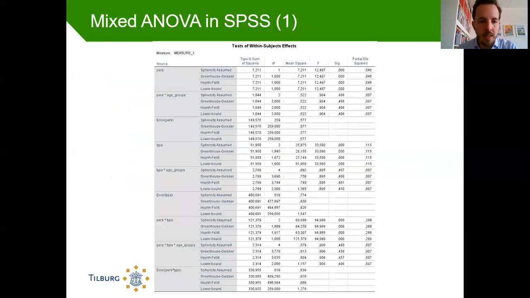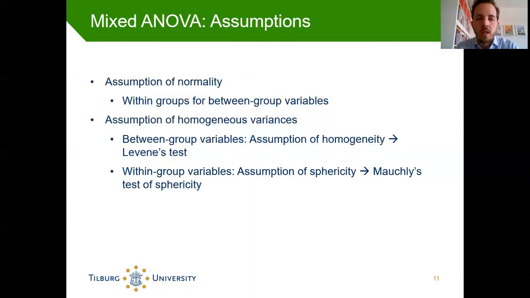So those are basically the things you should do. Test for normality for each group separately, so within groups. If you're still comparing old people to young people, within each group you test for normality. And in addition to that, for a mixed ANOVA, you test for homogeneity for between group variables, and you test for sphericity for within group variables.